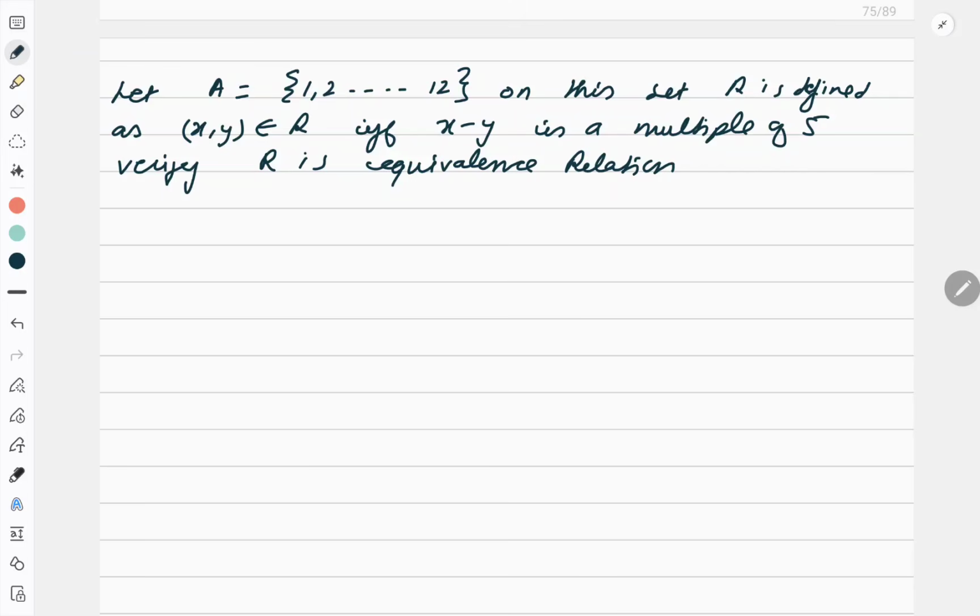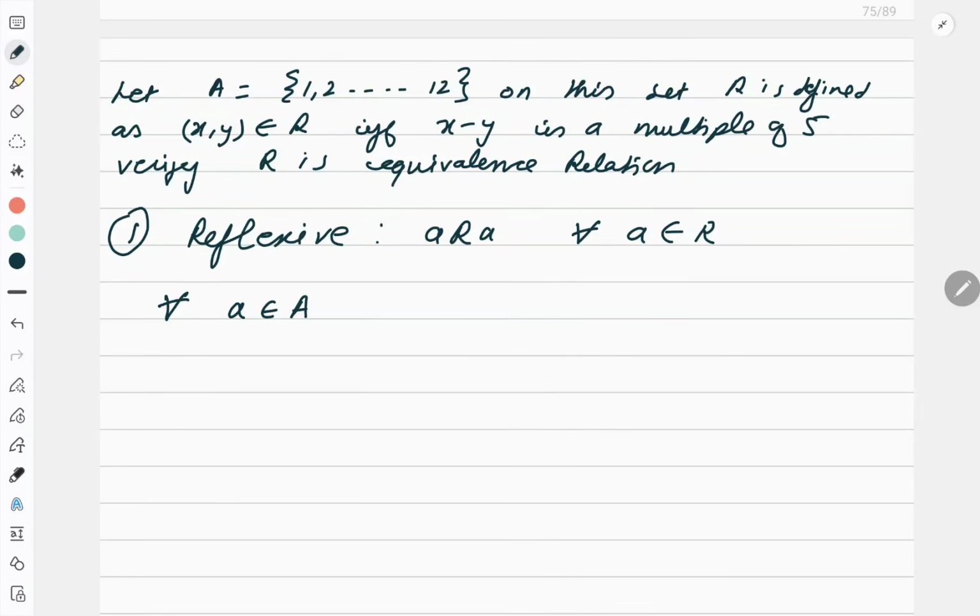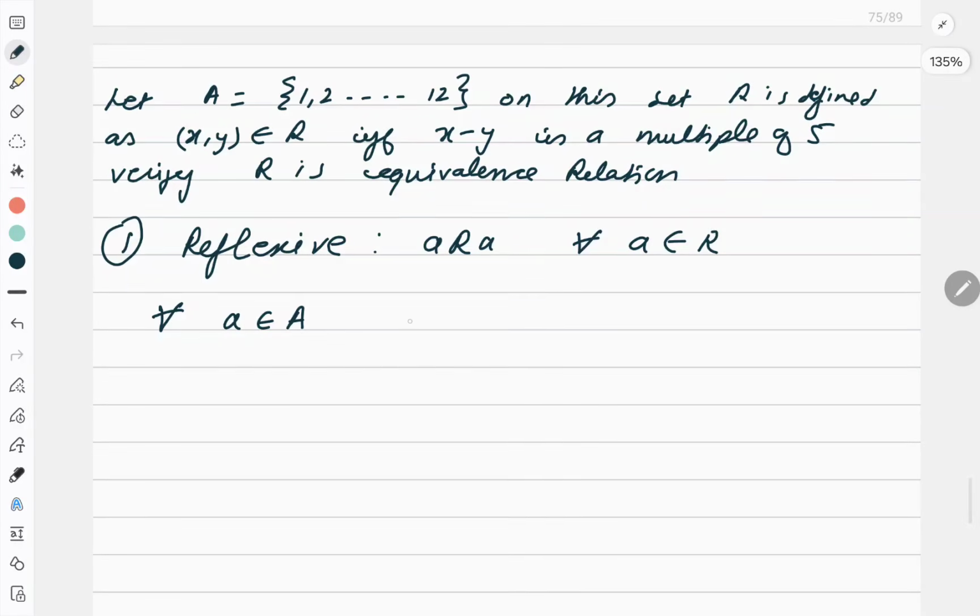How you will do it, I'll explain. So now the first thing is reflexive. Mathematically, you should do it like that. Now, what is the property of reflexive? a is related to a, for all a belongs to A. So now what will you do? Here, for all a belongs to A, for every element which is here, a minus a is equal to 0. And 0 is a multiple of 5.